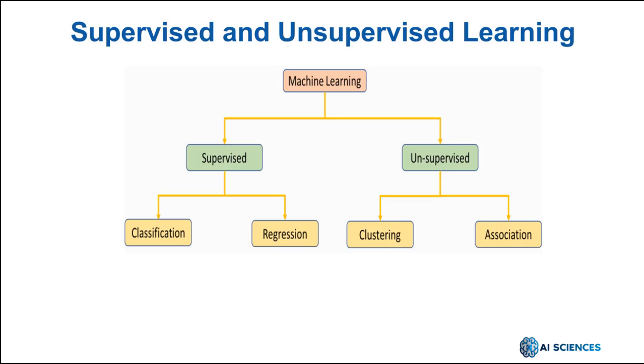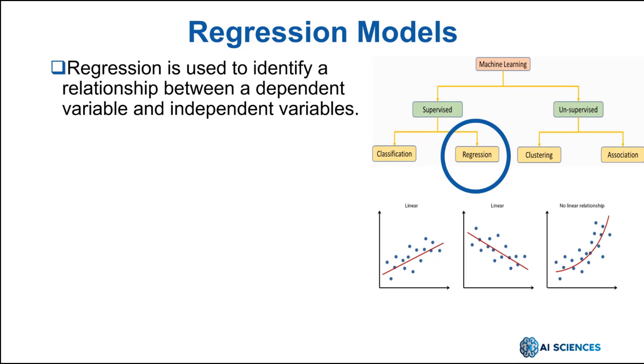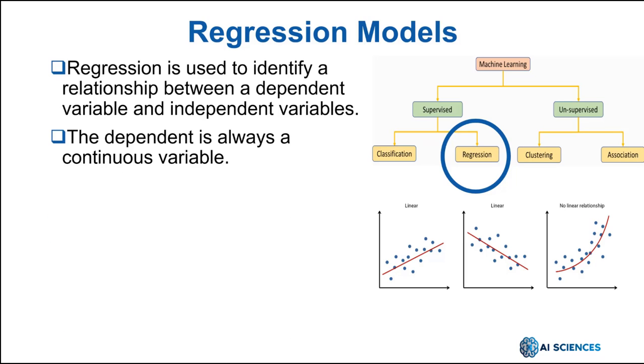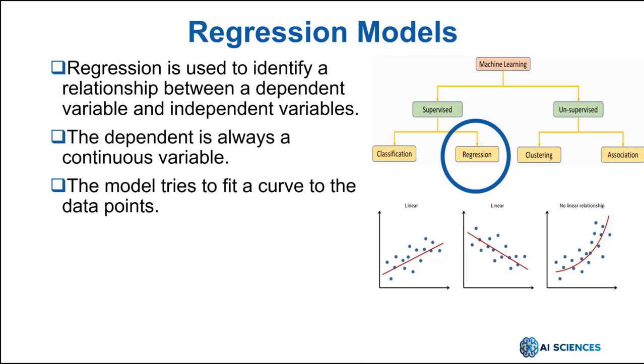Unsupervised learning is when we don't have target labeled data. In this case, the algorithm classifies objects based on some existing features. Supervised machine learning problems have two categories of learning: regression and classification.